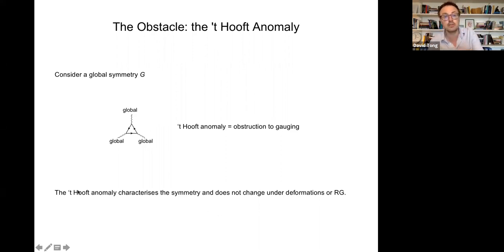Now, the importance of this number was stressed by 't Hooft. You have a quantum field theory with a symmetry group G, and the 't Hooft anomaly associated to that symmetry group characterizes the symmetry in the following way. Whatever you do to the theory, deform it in some way, add extra fields, let it flow to strong coupling in the infrared, whatever happens, if the symmetry survives, this number, the 't Hooft anomaly, does not change under any deformation. That's what 't Hooft taught us.